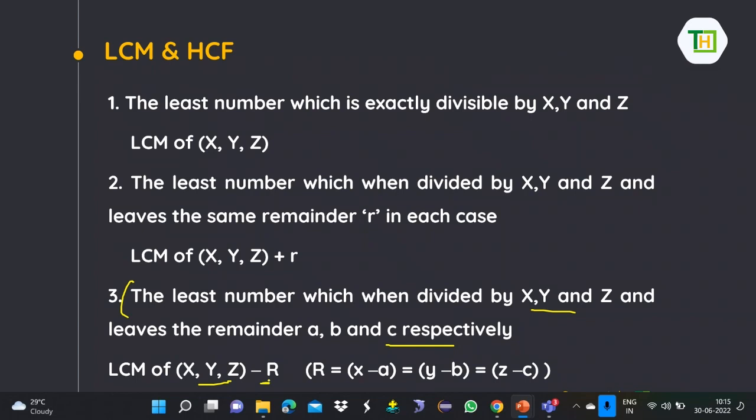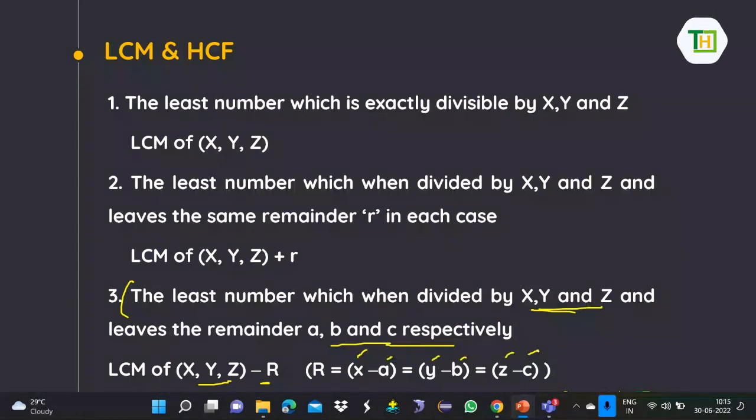In LCM, when divided by x, y, z, minus r is nothing but, so r is also important. So number minus remainder, and number minus remainder. Check each and every case: if the number minus remainder value is the same. If it is not the same, then our answer cannot be determined. Okay, just moving to the question. I'm not going for the option verification. If you are interested, go for the option verification. Instead of checking four options, I will go for the condition.